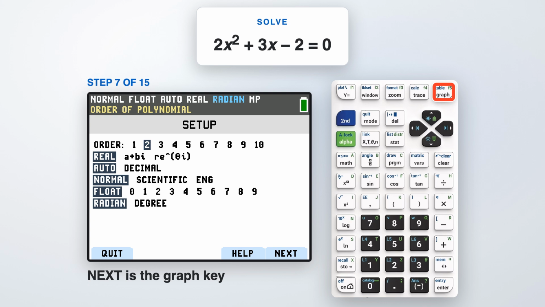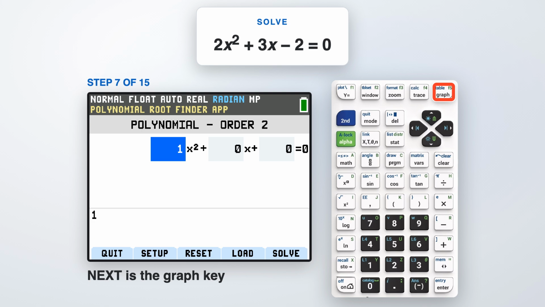So press Next, which is the graph key. Those 5 labels along the bottom of the screen belong to the 5 keys in the top row. This is the screen where your equation goes, and we'll solve the one at the top of the screen, 2x squared plus 3x minus 2.